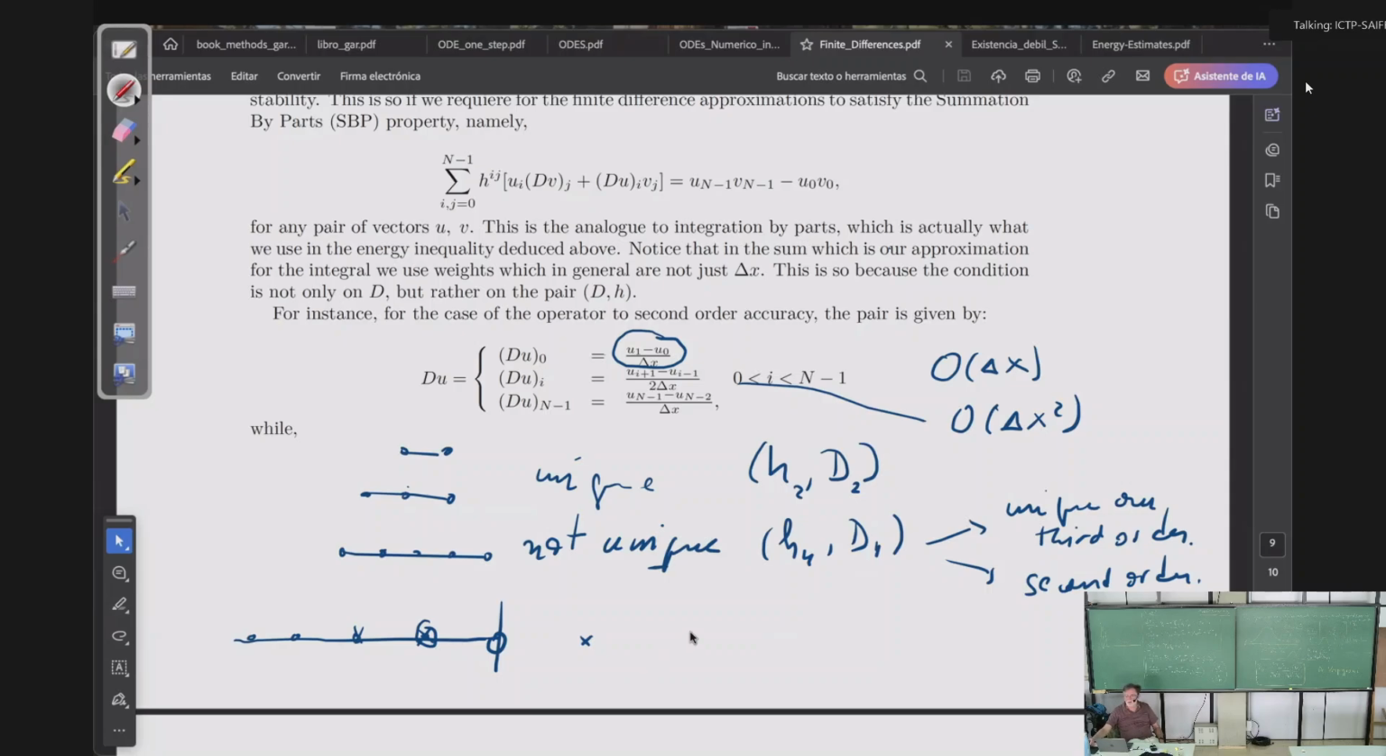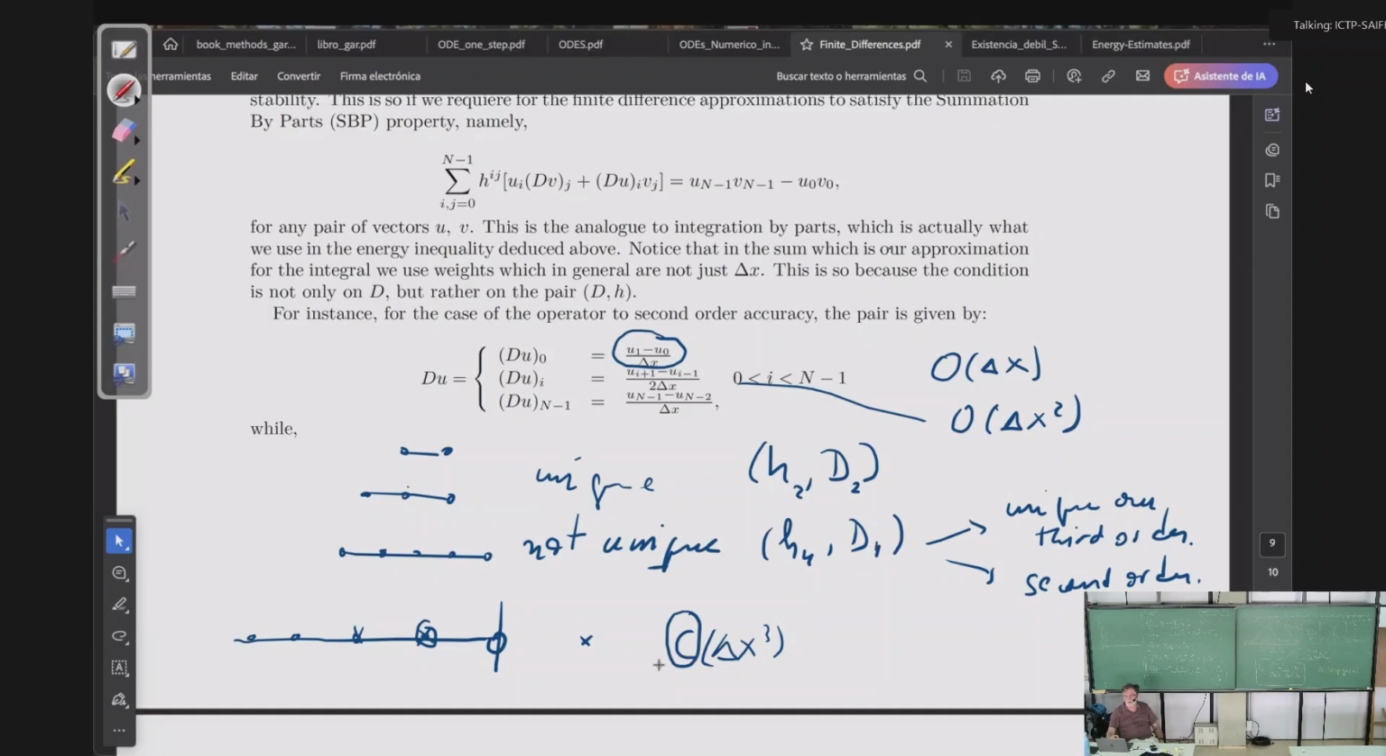So the error will be some constant times, say, delta x cubed here. And I say, okay, I want to go here with the least possible error. Then I will choose this coefficient so that this constant c is small, right? That I can do. So that's what some people did.